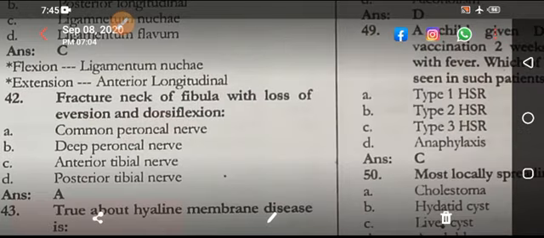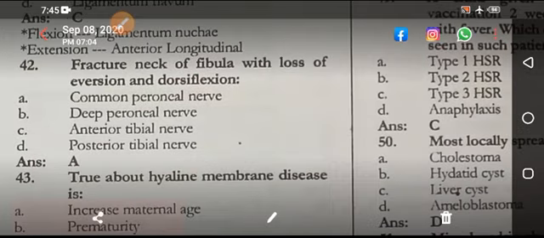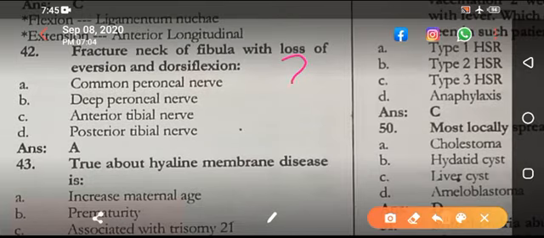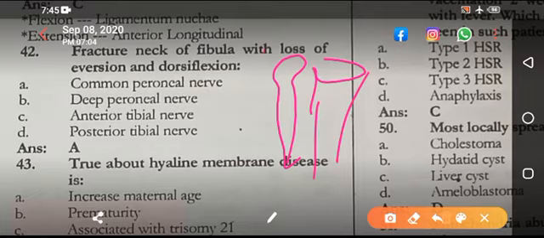Fractured neck of the fibula, common peroneal nerve is the right answer, because the common peroneal nerve goes through the neck of the fibula. Let's suppose this is the head and this is the neck of the fibula and this is the tibia, so the common peroneal nerve comes over here. So if you are fracturing here, you are actually damaging that nerve.